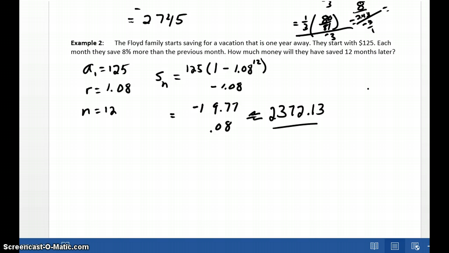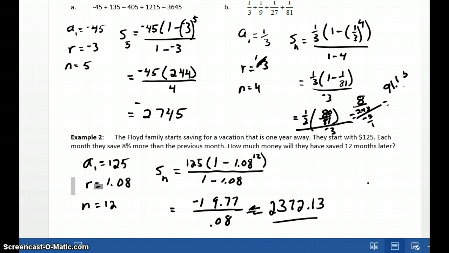Even though it says the rate is 8%, we start with 1 and then we add 8% to that, so it continues to grow. If we just said 8%, then our values would decrease rather than grow. So we have to add that 1 to that 0.08 value. N is 12 for 12 months later. And now I can just put this into our formula.